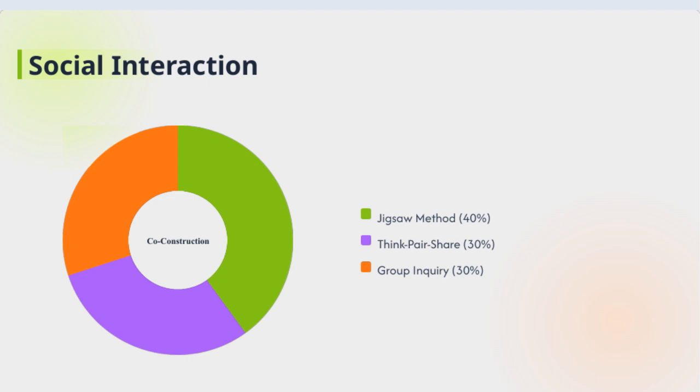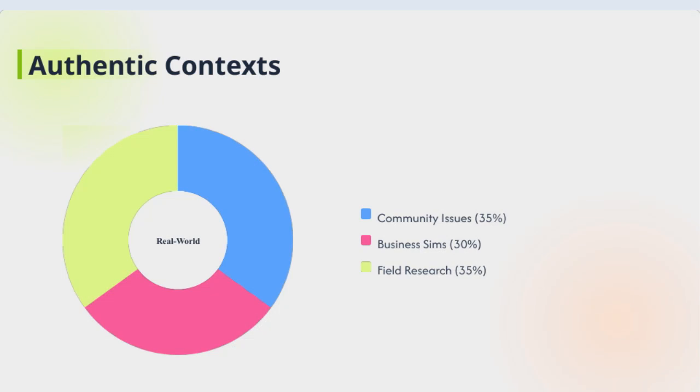So, by integrating these strategies, we're really emphasizing the importance of working together to deepen learning and foster a sense of community in the classroom. Now, let's take a closer look at the different types of real-world learning experiences. First, we have field research, which makes up about 35% of our approach.